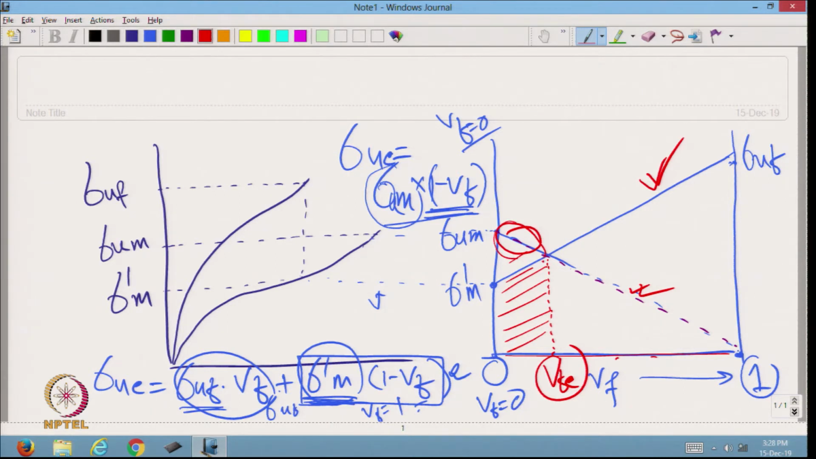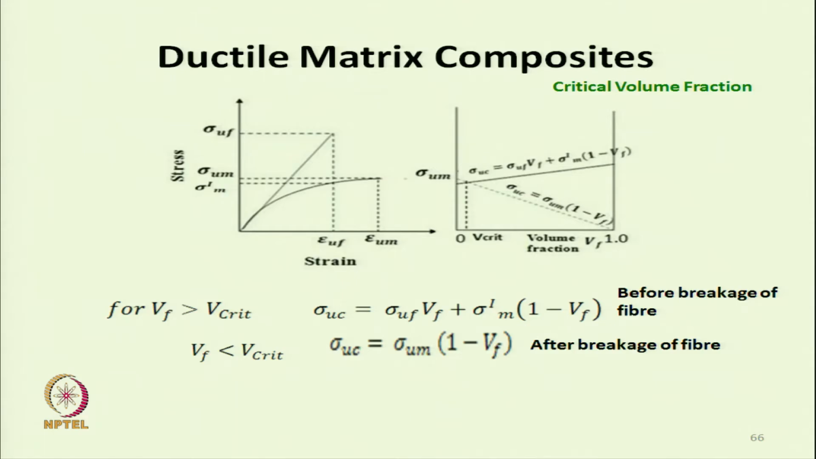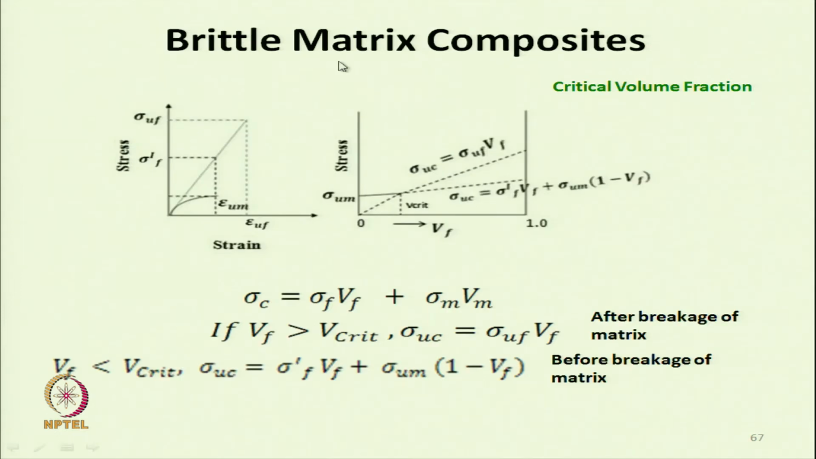So, if the volume fraction is less than the fiber volume fraction, sorry, critical volume fraction, then this equation is dominating. Similarly, for brittle matrix, the treatment will be in a similar way.